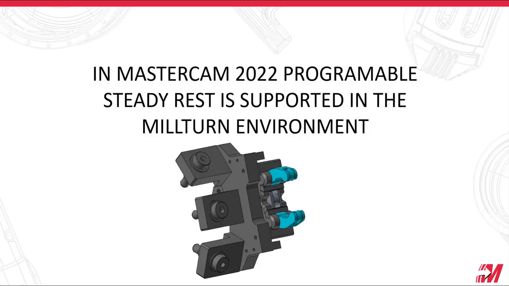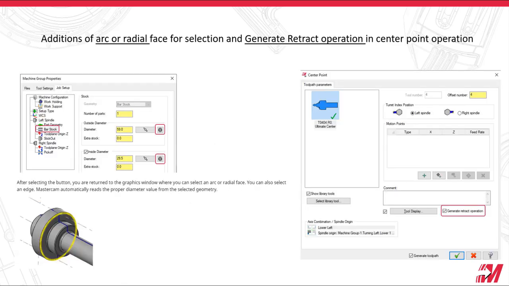In 2022, Mastercam added programmable steady rest. That is now supported, so you can have turret mounted or fixed mounted steady rest that we can program in Mastercam, and we'll see an example of that today. A couple other things they did is you can pick an arc or a radial face for selection now. So that just gives you a little more options. You have the little indicator there in the job setup page.